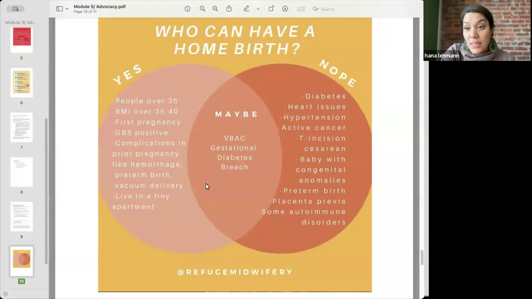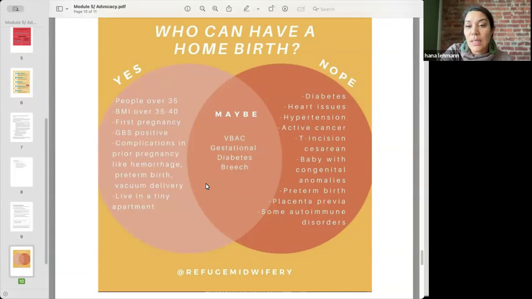If you have gestational diabetes, it depends on the severity. Some home birth midwives will feel that, if your GD is not super severe, they can totally do a safe home birth. Or maybe because you're having your second baby, there's less risk, right? And then again with breech. Vaginal breech birth is not very common in the US, so you really want to be with a midwife who feels comfortable delivering a breech baby. So those are all maybes.